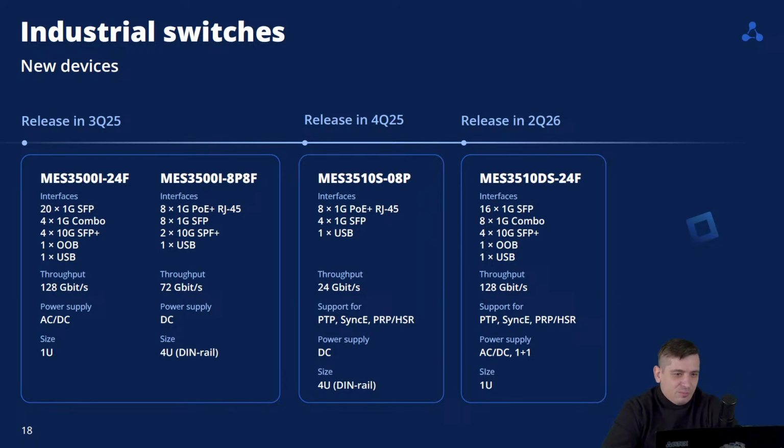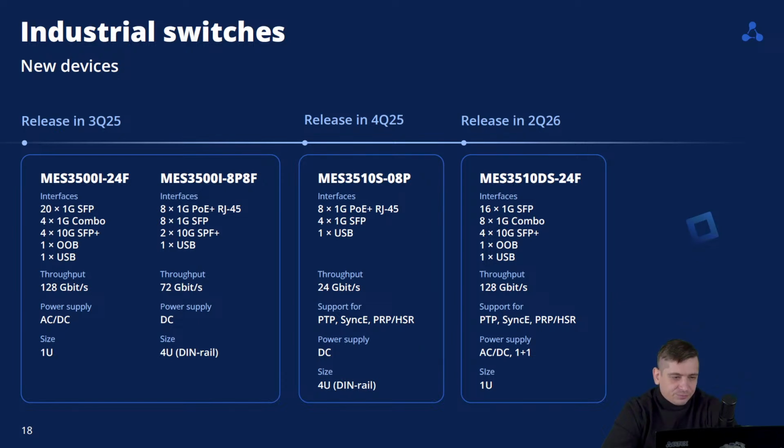Maybe sometime before I talked much about our industrial switches, so I shall remind you that they are extremely durable. They may withstand temperatures from -40 to +80 centigrade. They are highly demanded within the projects, so we decided to supply this lineup with brand new devices in 2025 and 2026.